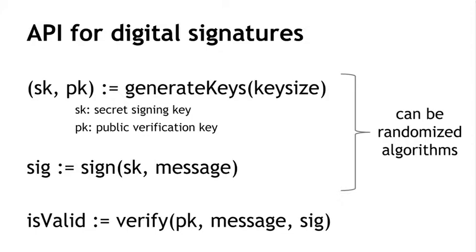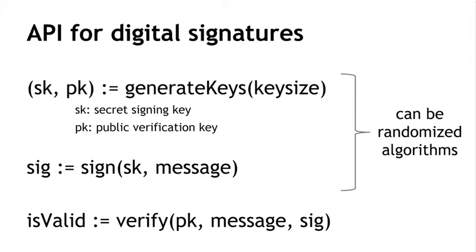The second operation is the sign operation. So with the sign operation, you take your secret signing key and you take some message that you want to put your signature on, and it returns SIG, which is a signature. It's just some string of bits that represents your signature. And then the third operation is verify, which takes something that claims to be a valid signature and verifies that it's correct. It takes the public key of the signer, it takes the message that the signature is supposedly on, and it takes the supposed signature. And it just says yes or no: is this a valid signature?